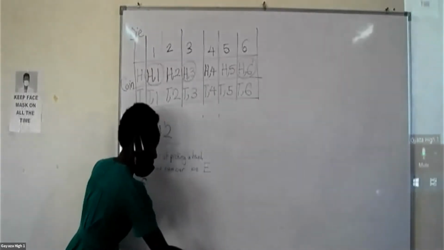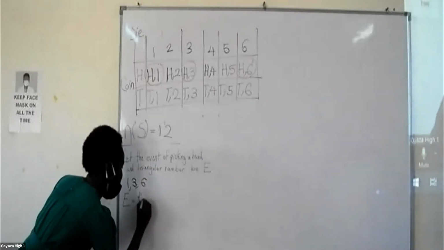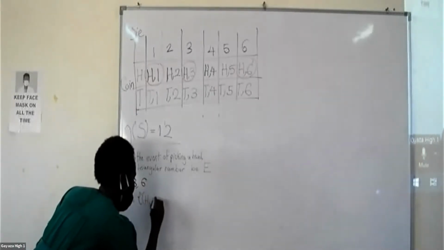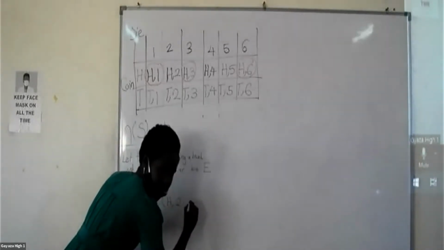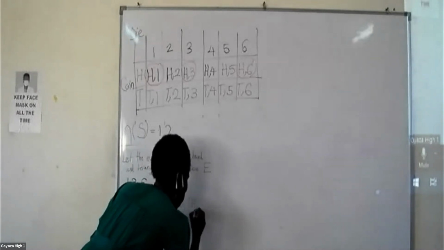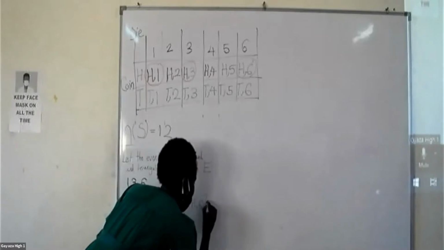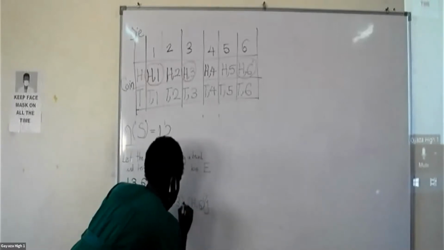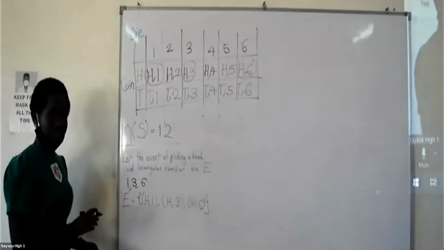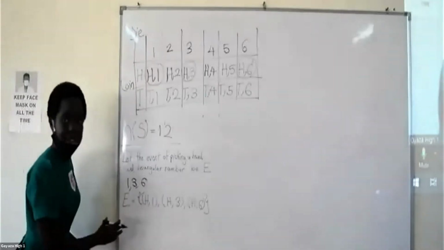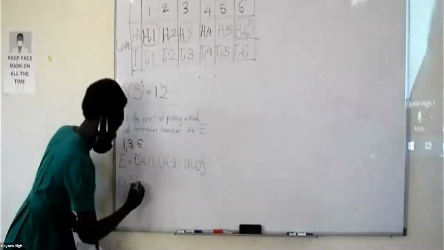So I'll come down and say that our event is this. So this is our event. Then we're going to get the total of our event by counting what we have got here. And this gives us 3.